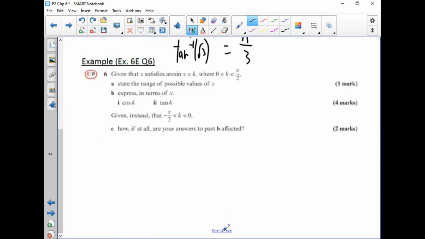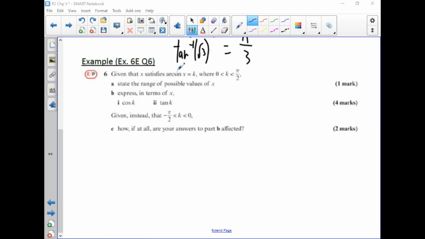Next one. Example, one more. Given that x satisfies arc sine x equals k, where k is between 0 and pi over 2, state the range of possible values of x.